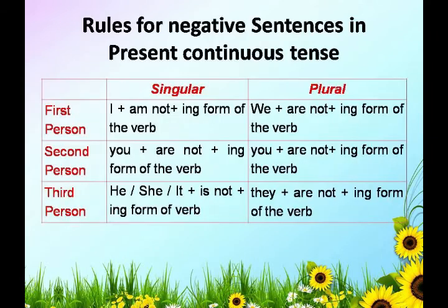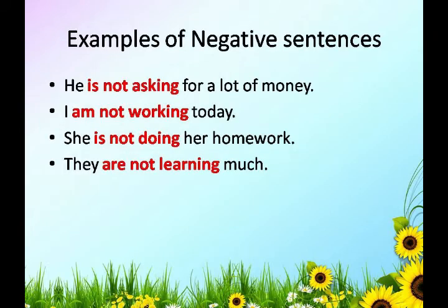If it is a negative, we only add the word not. Negative means not. It implies that the action is not going on at that time, so we use negative sentences. We use a negative sentence when the action is not going on. For example: he is not asking for a lot of money. I am not working today. She is not doing her homework. So this way, when the action is not going on at that time, we use a negative sentence.